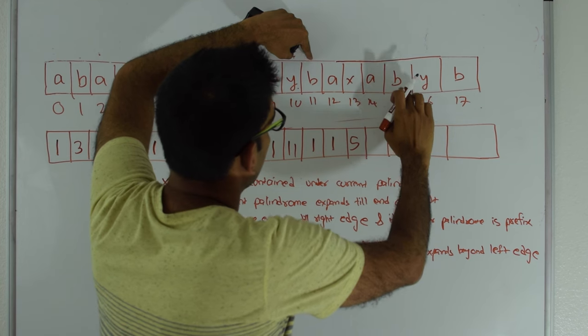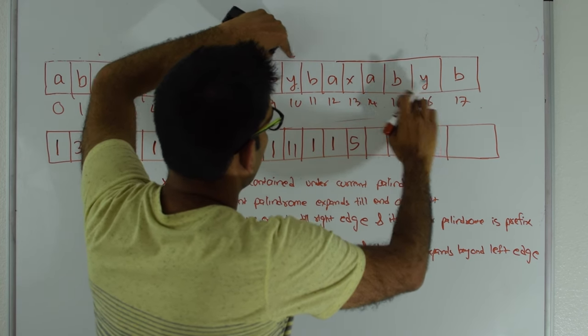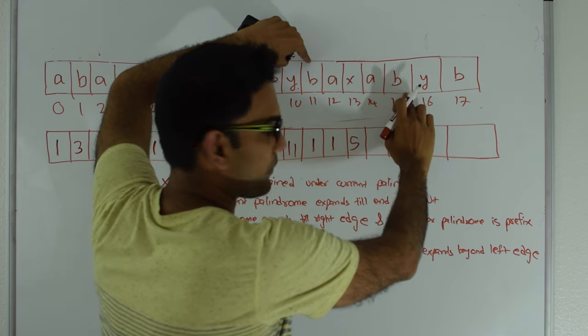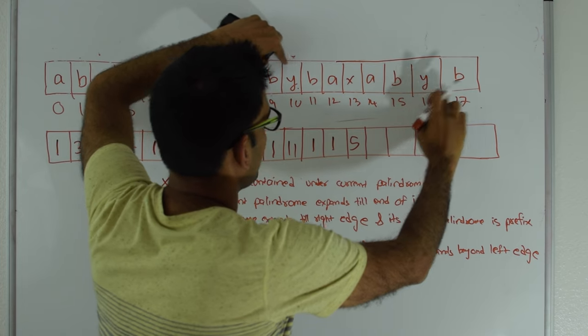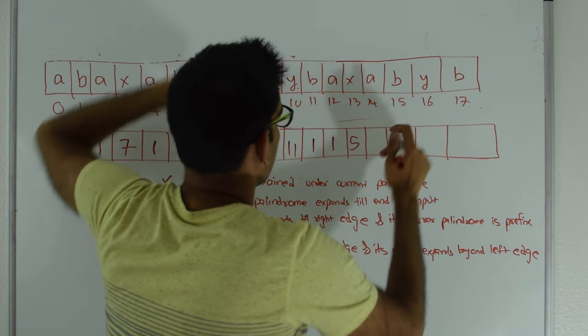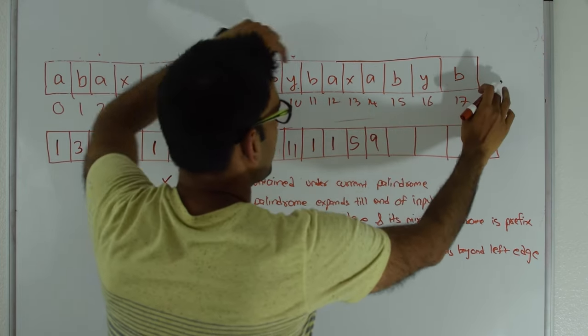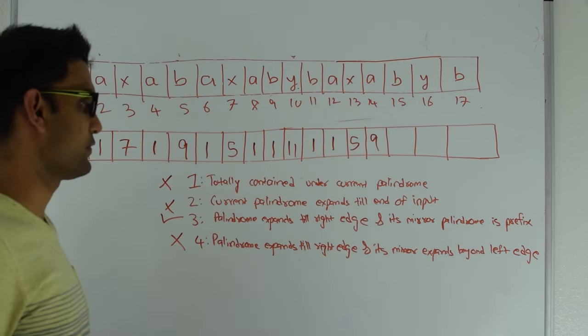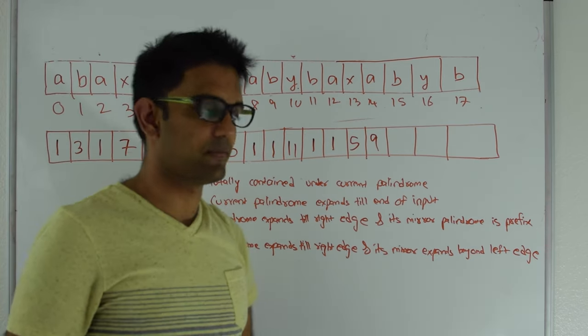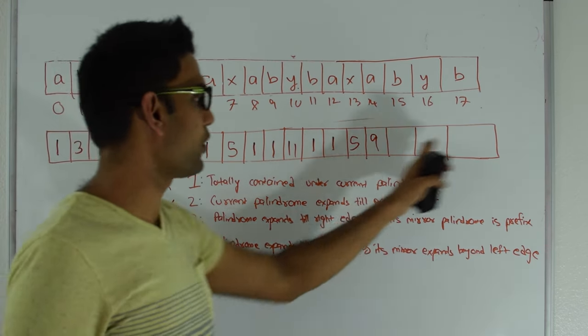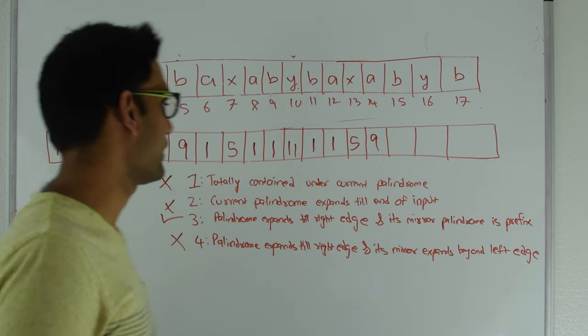So when I go here, I already know that there's a palindrome of length 5. So five characters are already taken care of. So I compare them, they are same and they are same. So 7 and 9. And now we hit the end of the input. So we hit case number 2. So that's it. We'll stop processing at this point because all the palindromes after this will be of smaller size.